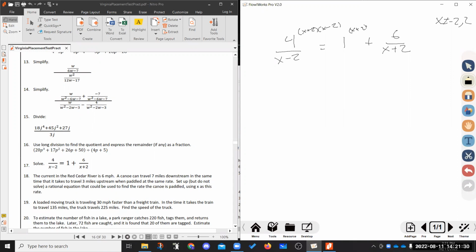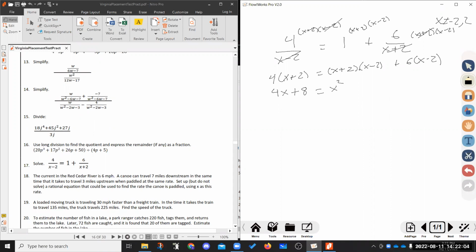When I do that, the x minus 2's cancel here and leave me with 4 times x plus 2 is equal to x plus 2 times x minus 2 plus, the x plus 2's cancel here, 6 times x minus 2. This is called clearing my fractions. It's allowed as long as I keep track of what x couldn't be originally, because I don't want to change the domain and get what's called an extraneous solution.